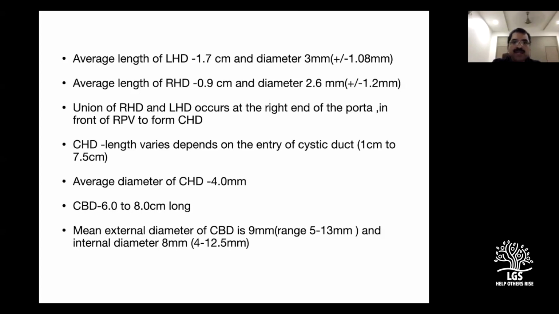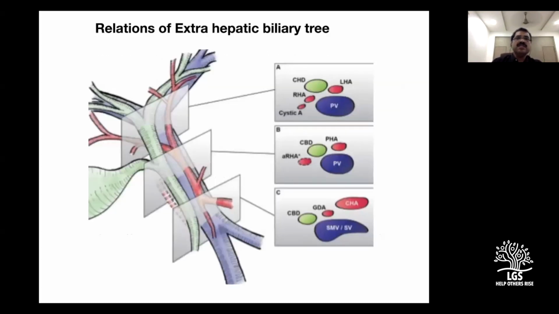The common hepatic duct length varies depending upon the entry of the cystic duct. It may range from 1 centimeter to 7.5 centimeter. The average diameter of the common hepatic duct is 4 millimeter, and the CBD has a length of 6 to 8 centimeters. The mean external diameter of the CBD ranges depending upon which technique you use. The external and internal diameters vary, whether you use ERCP, MRCP, or intraoperative measurement. So this is the relationship of the extrahepatic biliary tree.